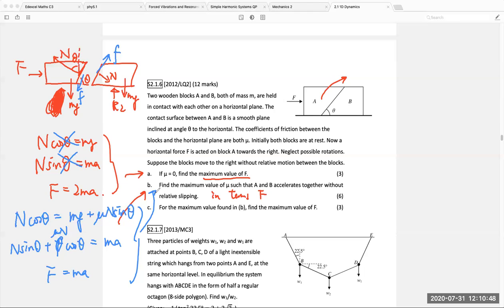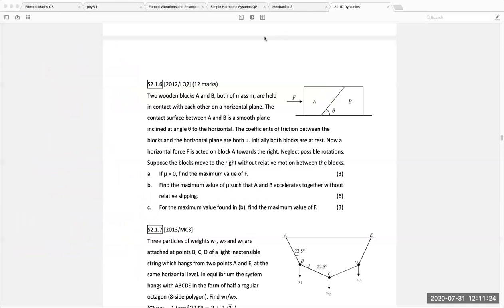No question? If no question, then let's go on. For part B and part C, it is the same question. Actually, if you can find the maximum value of mu, then you can solve the value of F. Okay. Then let's go on to the next part.